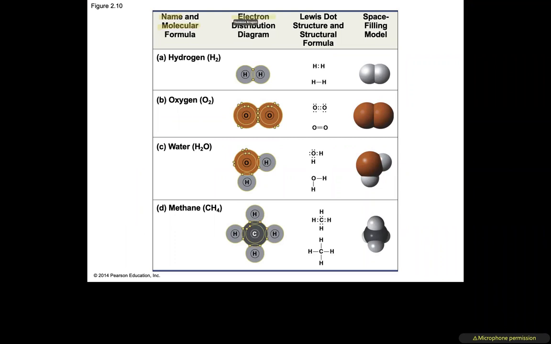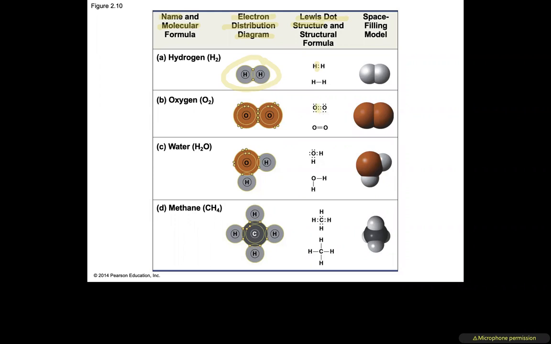Electron distribution diagram. That is where we draw the shells and where the electrons sit in the shells. I had shown you this in your previous lecture. Lewis dot structure. That's when you only show the valence electrons. So as you can see here, it's showing only the electrons, and right here, only the valence electrons.